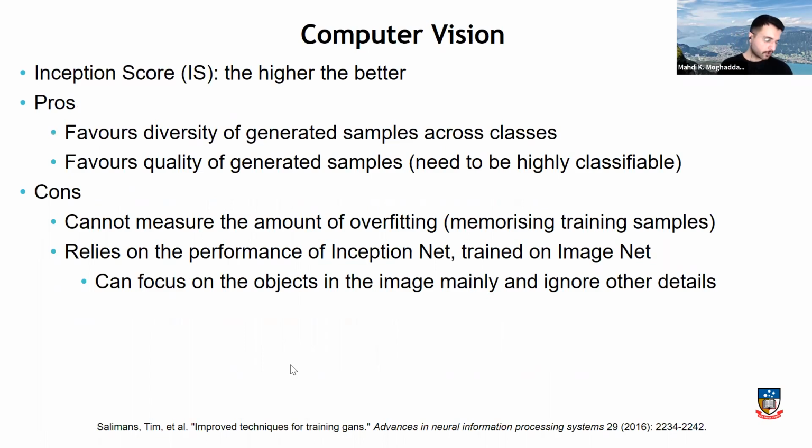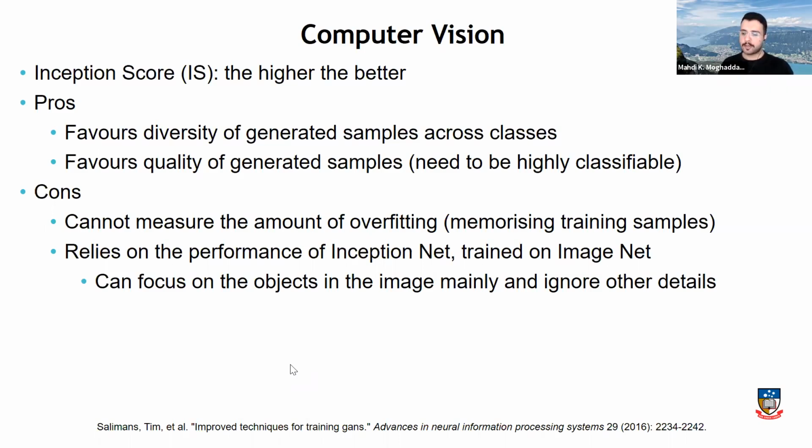But what is important to understand is that we use another classifier, the inception network, and we are trying to maximize the diversity among different classes, different samples that the model is generating. And we are trying to minimize the diversity that we have within the class for every single sample. And we are also favoring the quality of the generated sample.